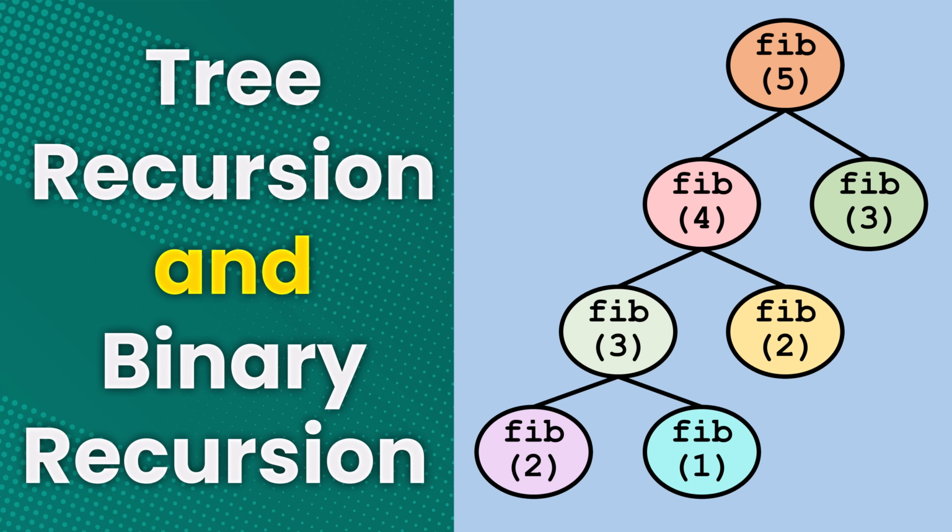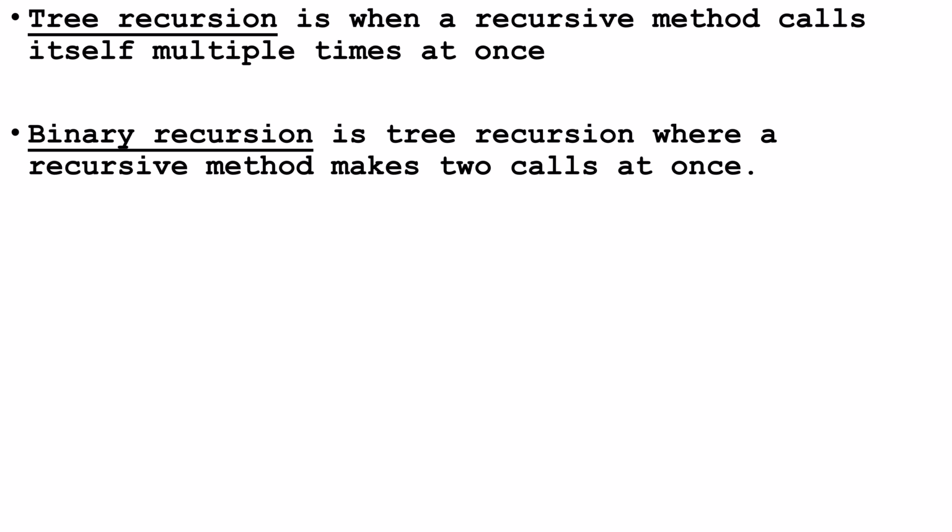In this lesson, you'll learn about tree recursion and binary recursion. The example will be in Java, but you can apply this concept to other programming languages. Some quick facts. Tree recursion is when a recursive method simultaneously calls itself multiple times. There can be 2, 3, 4, or more simultaneous calls. Binary recursion is tree recursion, where it makes 2 calls at once.